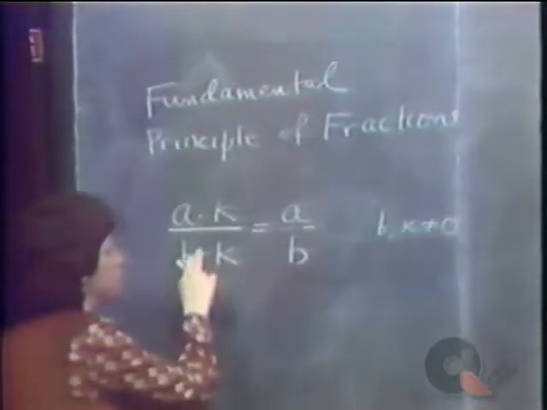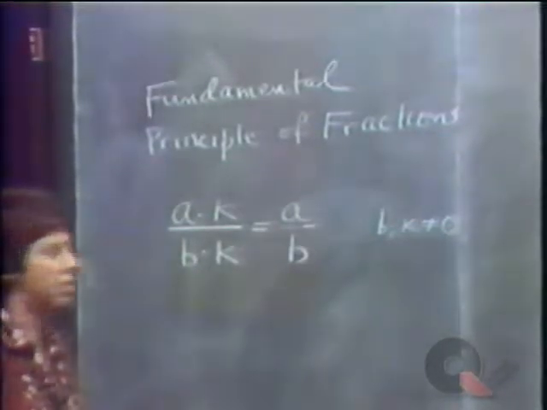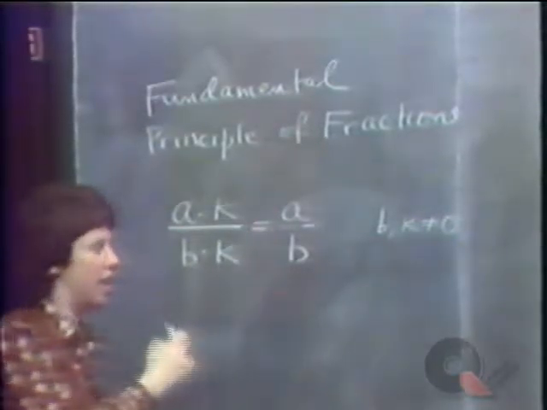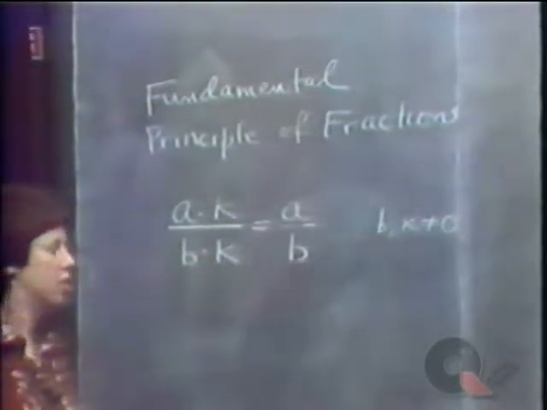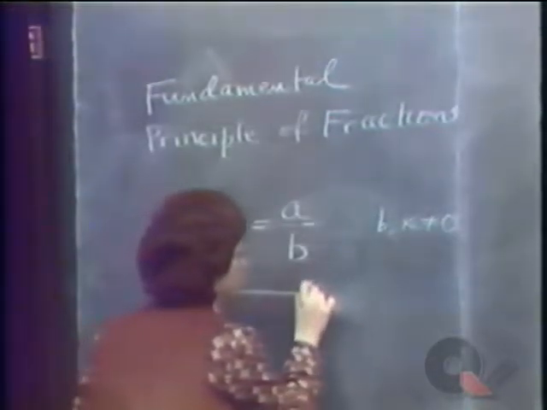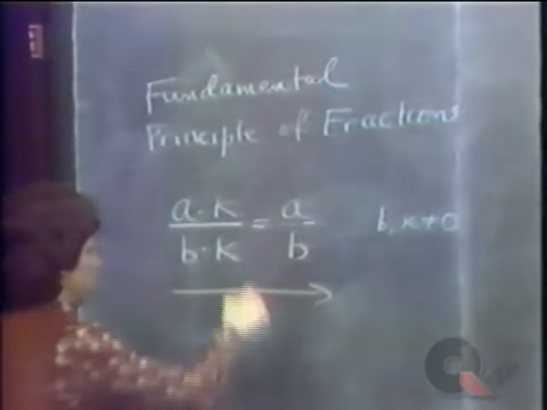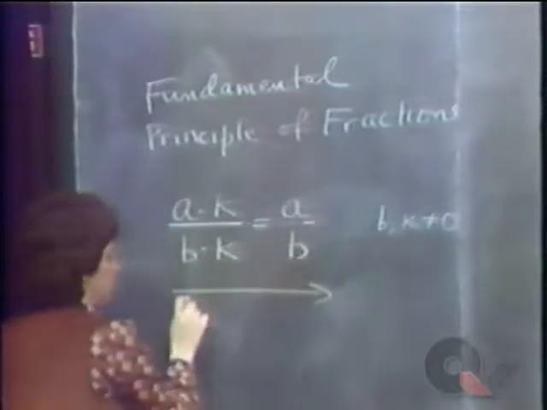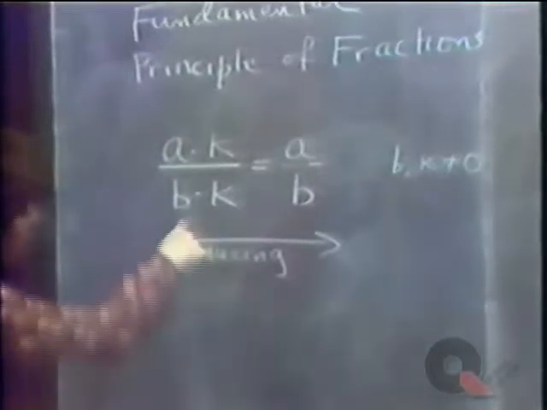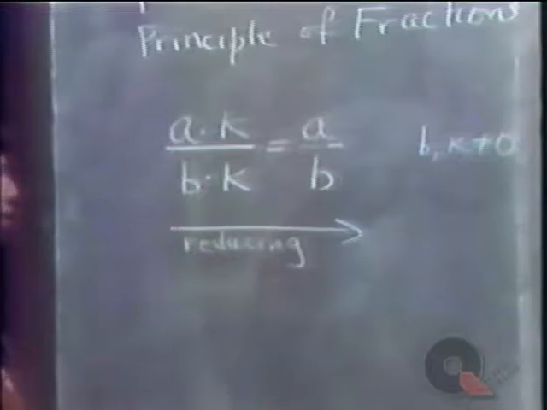On the other hand, if you start with this fraction here and divide numerator and denominator by the same non-zero quantity, in this case K, or as we say, cancel the K's, then you get an equivalent fraction. When you use the fundamental principle in this direction, dividing numerator and denominator by the same non-zero quantity, we are reducing the fraction. This, by the way, is what we're going to be doing mainly in this videotape on multiplication and division of rational expressions.